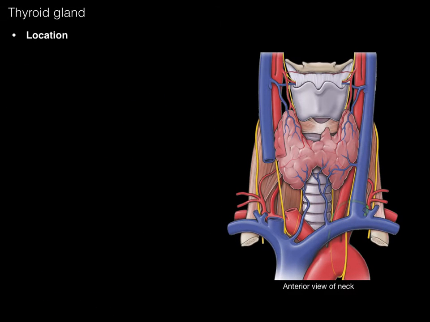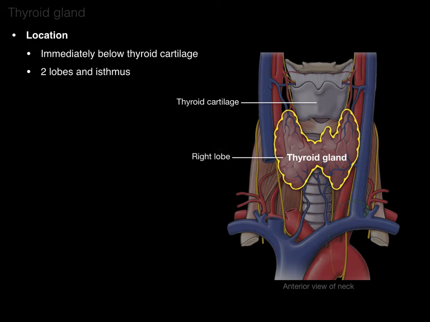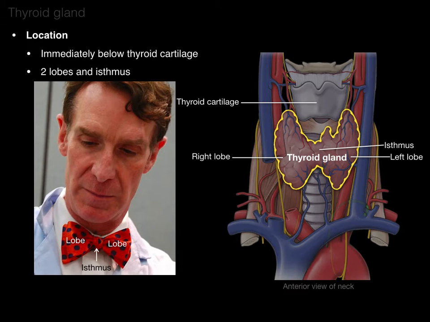Okay, so the thyroid gland is located immediately below the thyroid cartilage. It has two lobes and an isthmus. So there's the thyroid cartilage. This is the Adam's apple, the laryngeal prominence, where the vocal folds are. And immediately beneath it, or inferior, is the thyroid gland outlined here in yellow. It has a right lobe and a left lobe connected centrally by the isthmus. So it looks much like a bow tie.